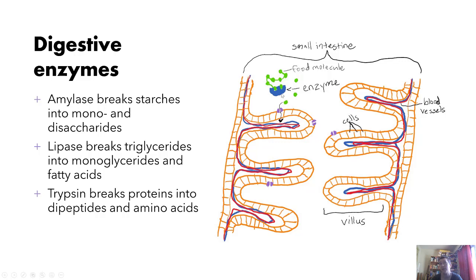Once the digestive enzymes break the food molecules into small enough pieces, those small pieces can then go through transport proteins to be absorbed into cells and then be transported into the bloodstream, which is like a highway that transports those nutrients all over the body.